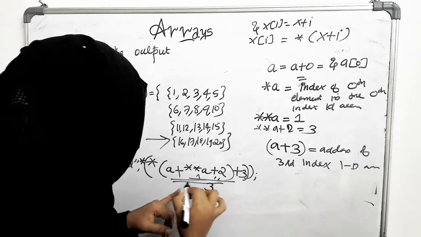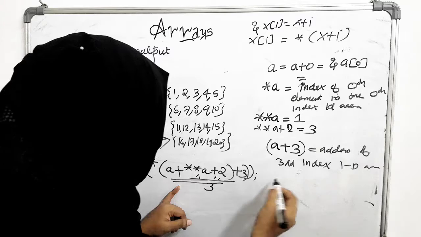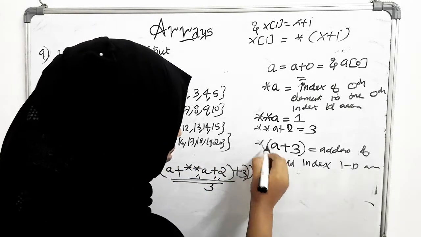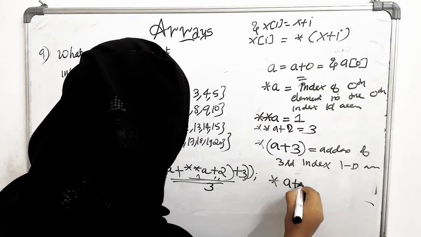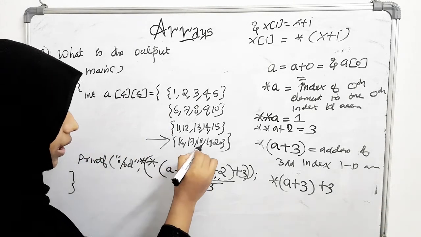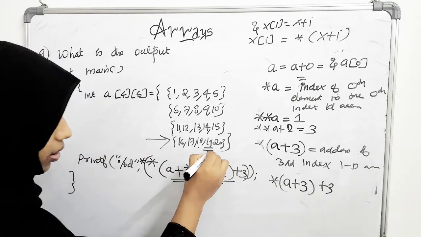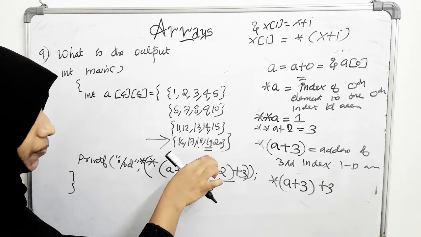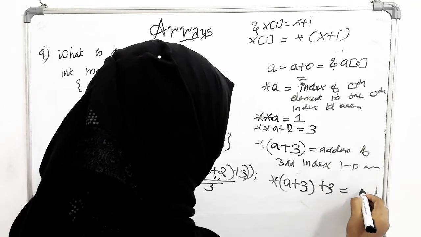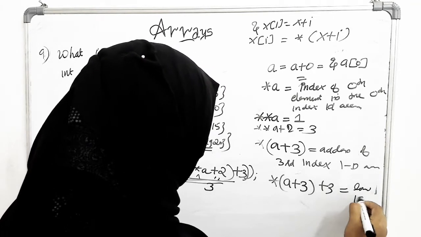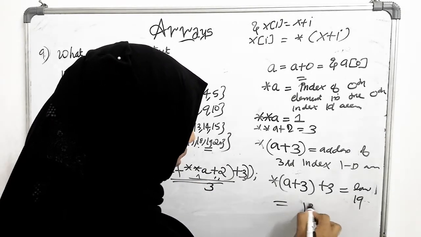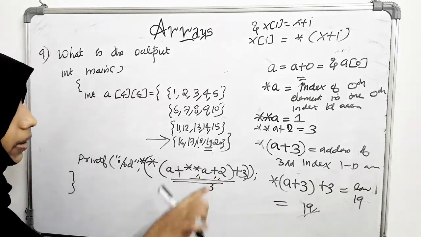Now here it is appended with another 3, that is *(A plus 3) plus 3. That means the address of the third index element, the fourth element. That will give you the location of 19. When you put one more star, it retrieves the value, so the value 19 will be printed by this.